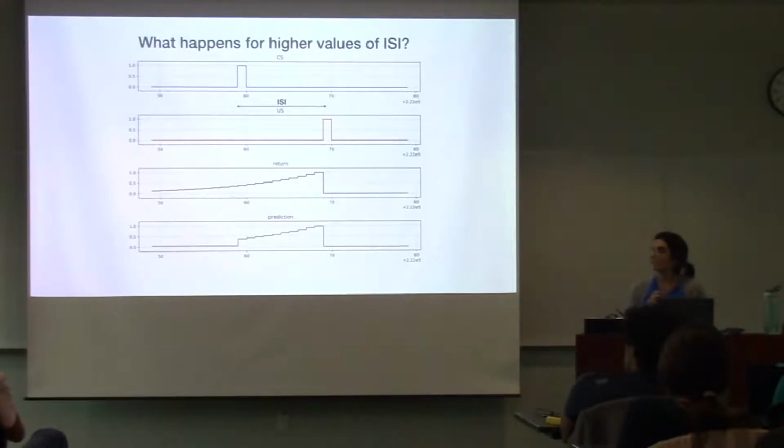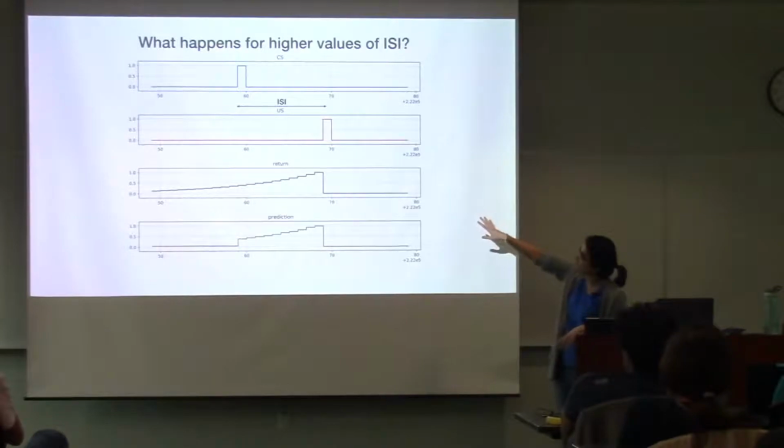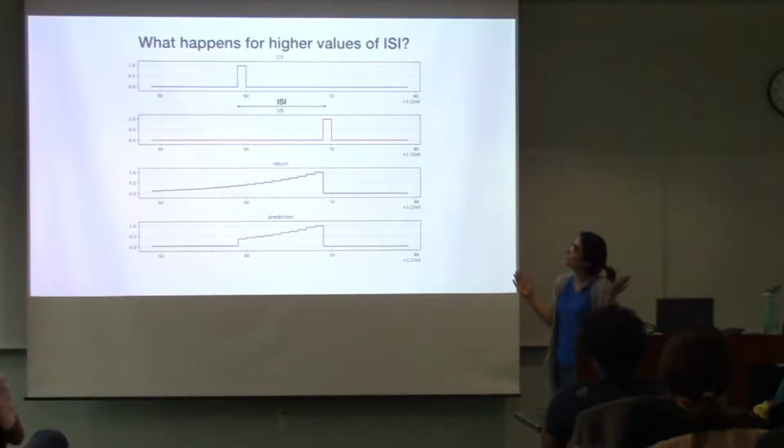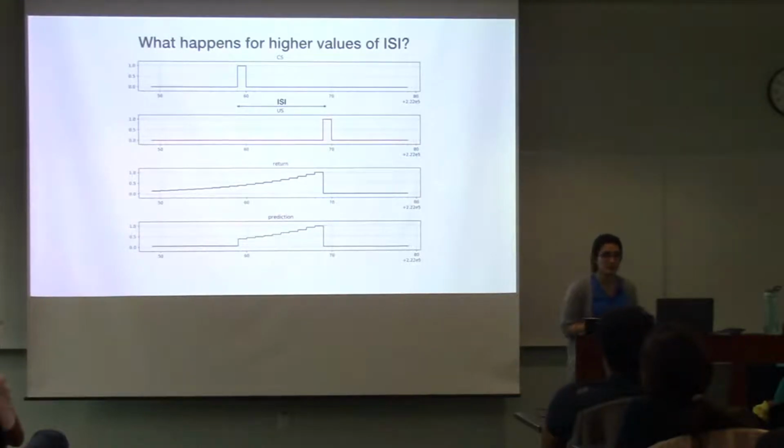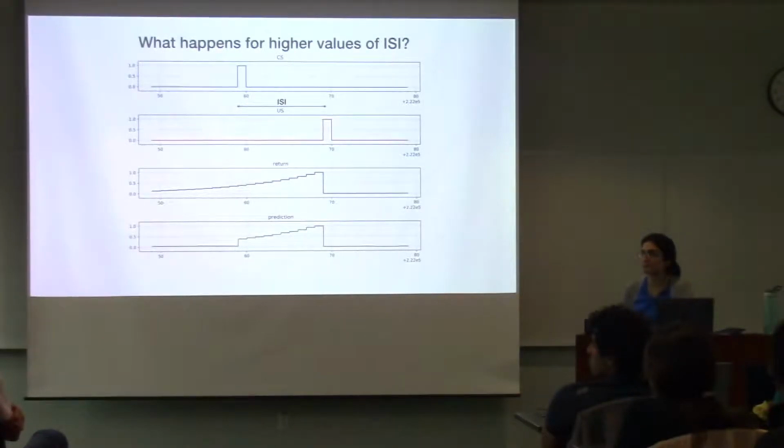A question is, what happens for higher values of ISI? As you may remember, the time between onset of the CS and onset of the US is called ISI. And one question is, what happens if we have longer ISIs? Did you tell us what ISI stands for? I did. Okay.